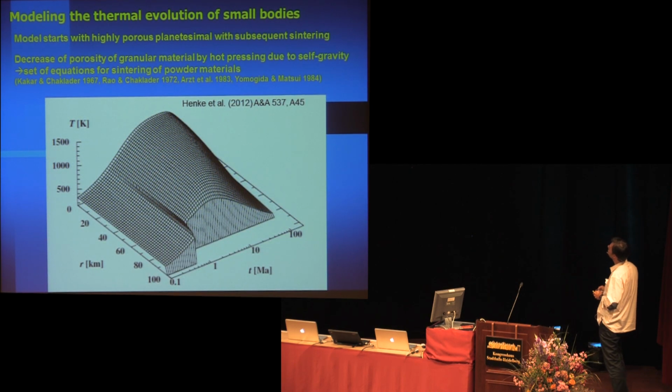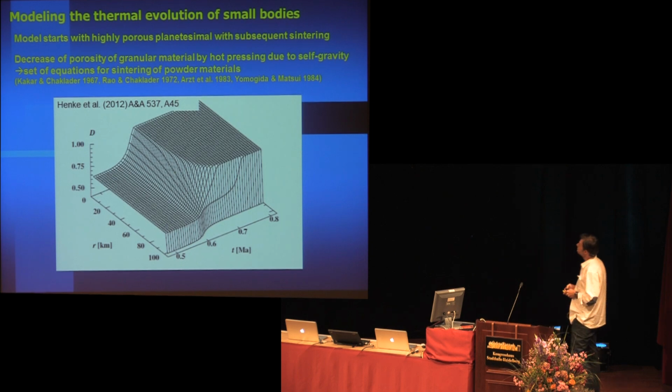It starts with a highly porous planetesimal and considers subsequent sintering and hot pressing due to self-gravity. Now, here you have the radius of the planetesimal. Here we have the temperature. This is the time-temperature evolution in the center of the planetesimal. This is the time-temperature evolution of the surface of such a planetesimal. And here you see a shrinking of the planetesimal due to hot pressing due to self-gravity.